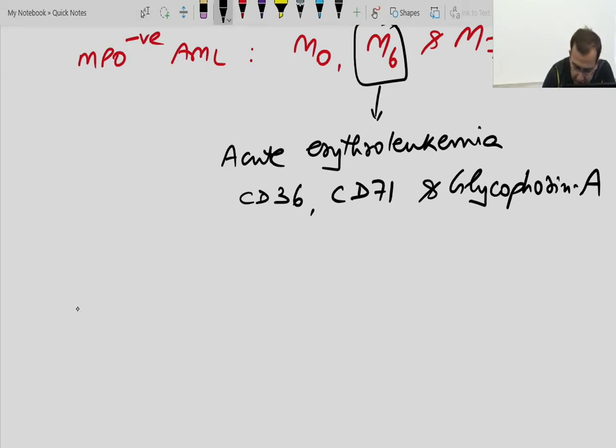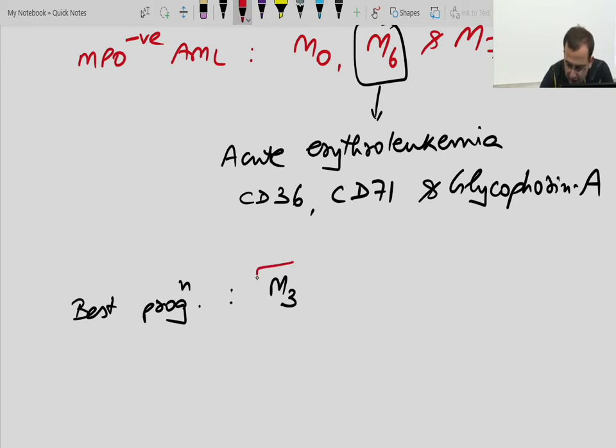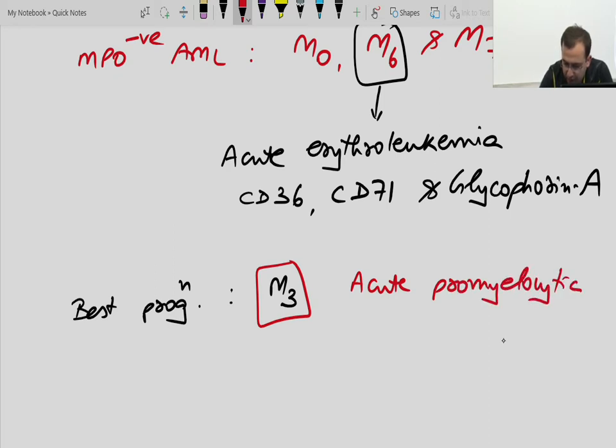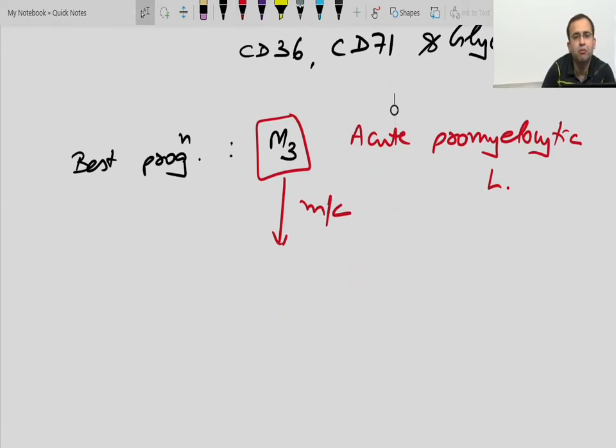Next point, best prognostic AML is M3, acute promyelocytic leukemia. Whichever points we are writing now are with M3 only. First, the most common translocation in M3 is translocation 15-17.